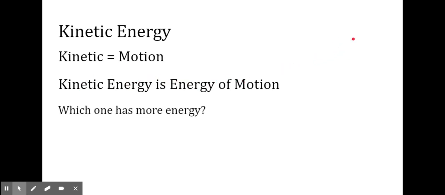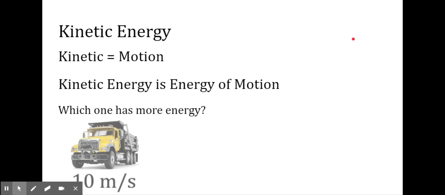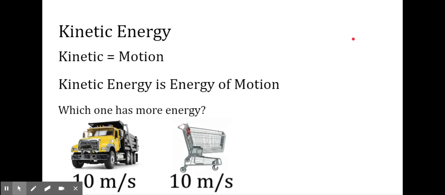And we can ask ourselves, what has more energy? A big old dump truck going 10 meters per second or a shopping cart going 10 meters per second? All right, so most people probably said that the dump truck would have more energy, and we'll talk about why that's true in just a minute.